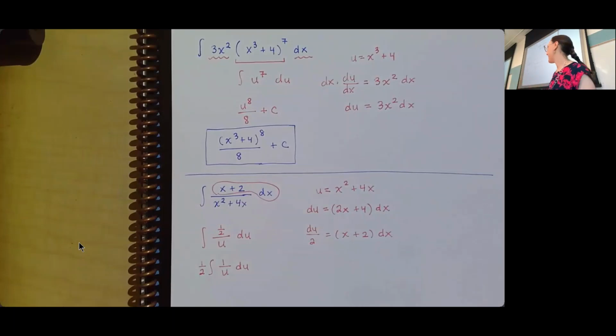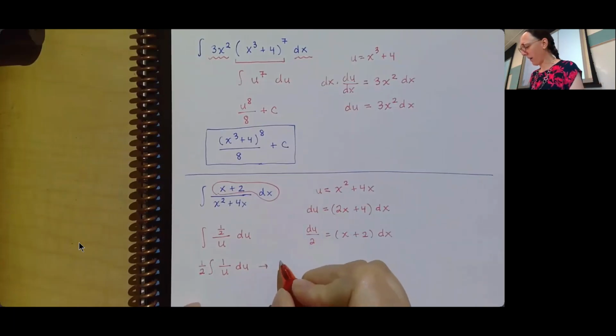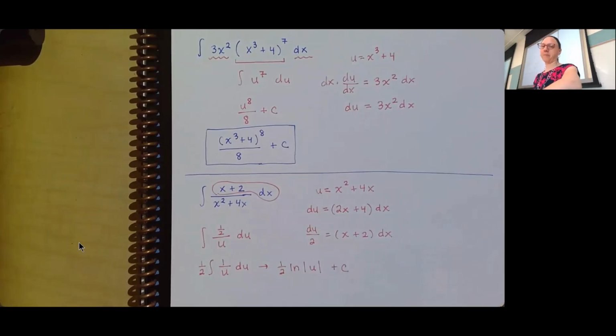And now we're ready to find the antiderivative because it's in a language we can deal with. Whose derivative is 1 over u? So this is going to look like 1/2 natural log absolute value of u plus a constant. And my same final step here, I'm going to have to translate that back. So 1/2 natural log absolute value x squared plus 4x plus a constant.